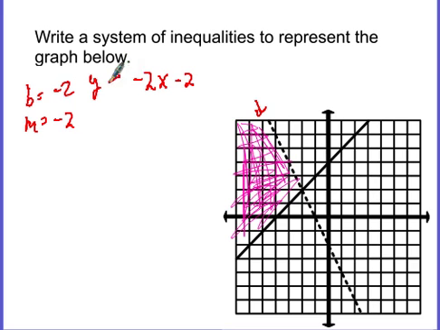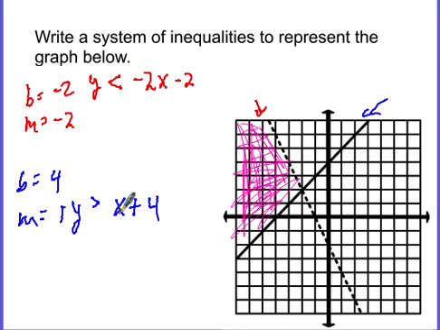And the y is less than, because it's shaded to the left or below it. Okay, so that represents this dotted line. All right, let's do the other one. That's going to be this one. Y-intercept is 4, and the slope is 1. So we've got x plus 4, right? And then it's shaded above, so it's going to be y is greater than or equal to, because the line is solid. So that's your system of inequalities.